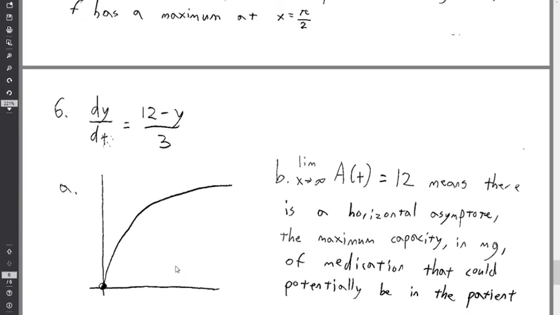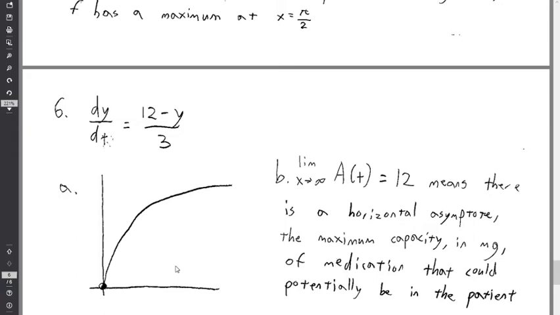So, part B, the limit as t approaches infinity of A of t is 12, means that there's a horizontal asymptote, right? Limit out to infinity is 12. That means we approach 12, but we never get there. That's kind of the maximum capacity of medication, because that's what the y-coordinate is. The y-coordinate is the amount of medication that's in the person's system.